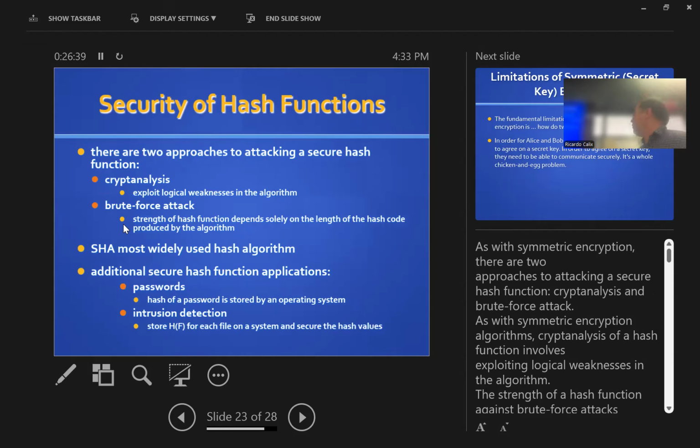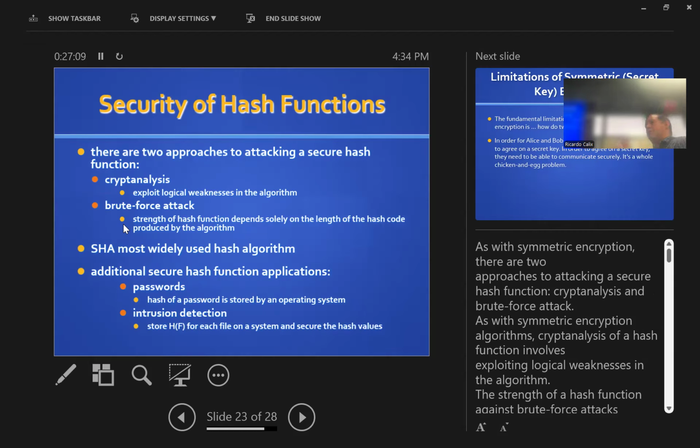So, security of hash functions: there are two approaches to attacking a secure hash. Cryptanalysis, again, exploits logical weaknesses in the algorithm. Yeah, that's hard. Then there's the brute force attack. We know this one. The strength of a hash function depends solely on the length of the hash code produced by the algorithm. And then SHA-256 is the most widely used hash algorithm. Okay.